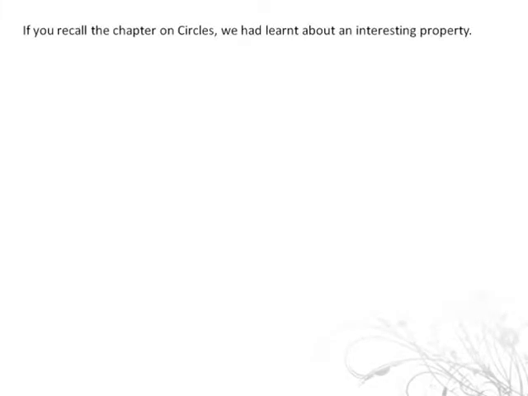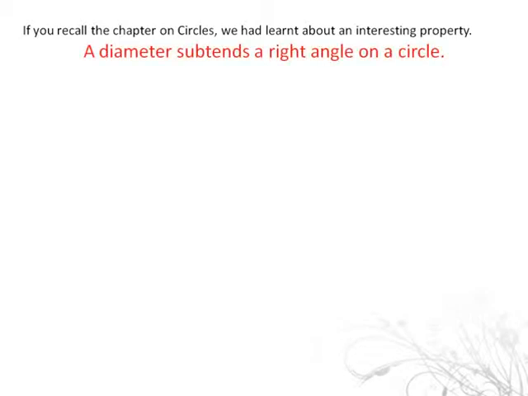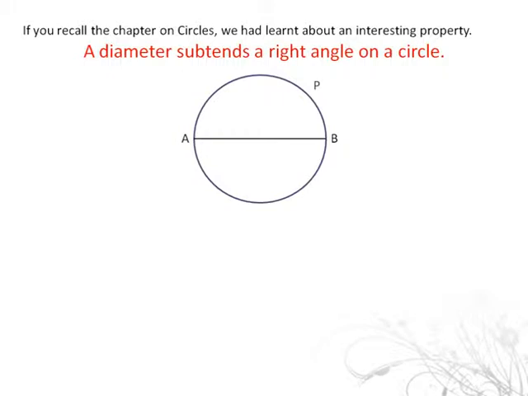If you recall from the chapter on circles, we had learnt about an interesting property. A diameter subtends a right angle on a circle. Consider this circle. Let us draw the diameter of the circle as AB. Let us take any point P on the perimeter of the circle. Join AP and BP. Now, according to the property, angle APB is equal to 90 degrees.